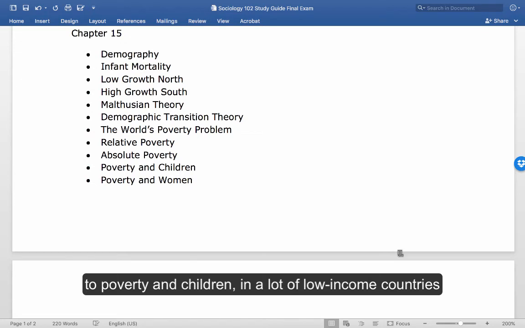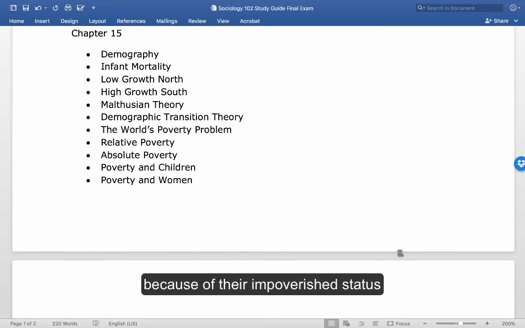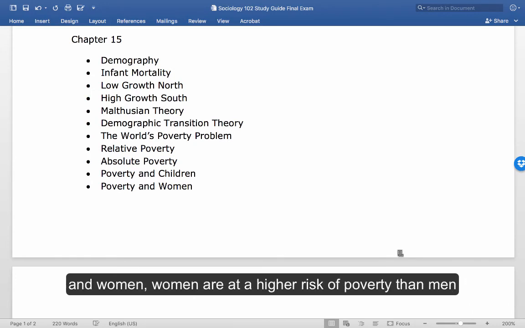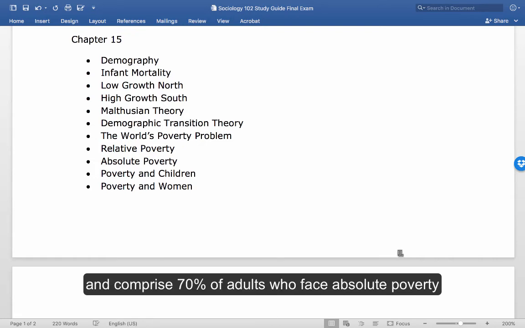All right, so when it comes to poverty in children, in a lot of low-income countries, children are not getting the proper nutrition that they need because of their impoverished status. That has a lot of health consequences for kids, right? When it comes to poverty in women, women are at a higher risk of poverty than men and comprise 70% of adults who face absolute poverty.